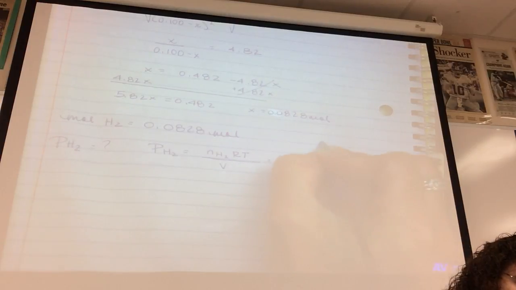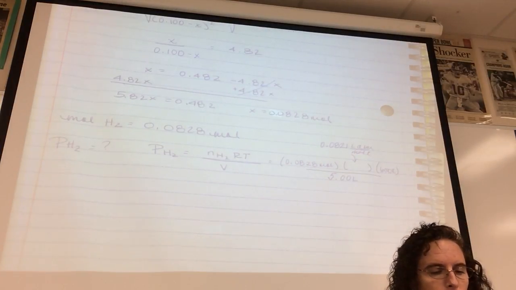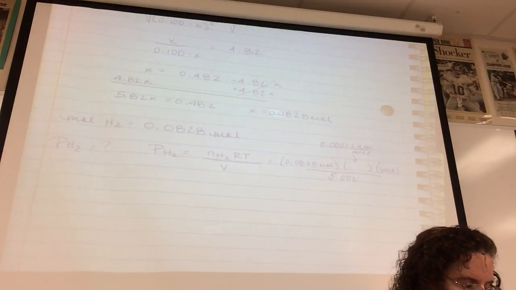And that would be 0.0821 liters atmosphere per mole Kelvin. Does it have to be ATM or? Could be anything. If they don't specify, it's usually ATM.